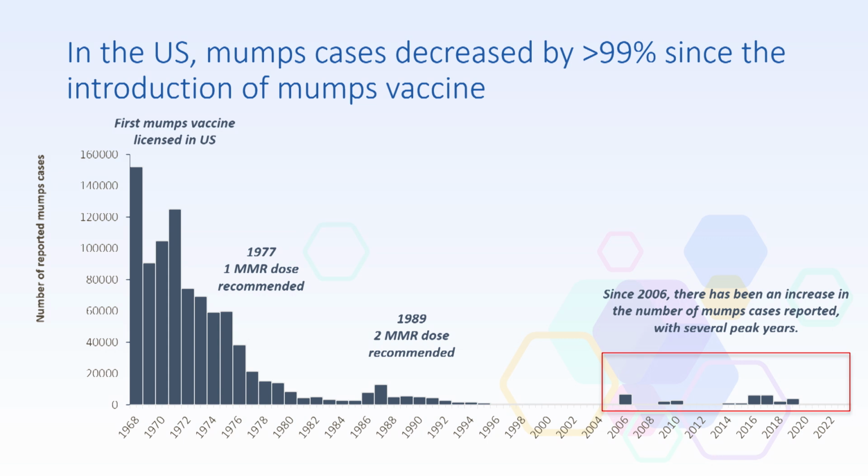Prior to the introduction of the mumps vaccine in the U.S., mumps was considered a universal childhood disease, with over 100,000 cases reported each year. You can see the dramatic impact of MMR on incident mumps cases. However, since 2006, there has been an increase in the number of mumps cases reported, with several peak years. Since then, outbreaks have continued to occur, mostly in close contact settings among highly vaccinated populations.